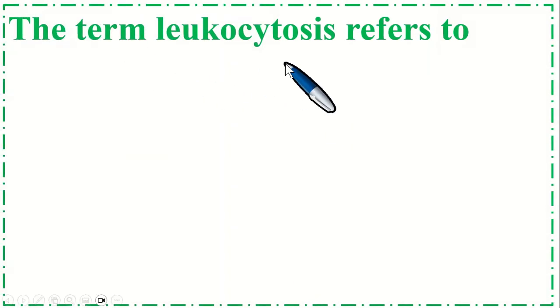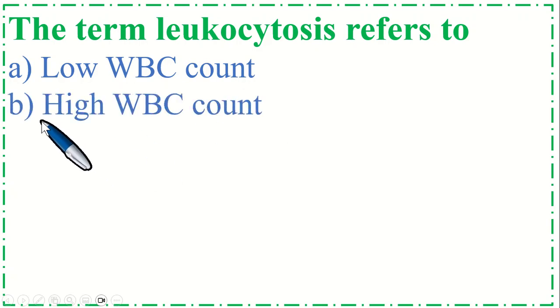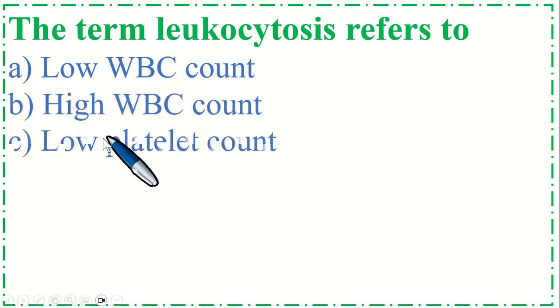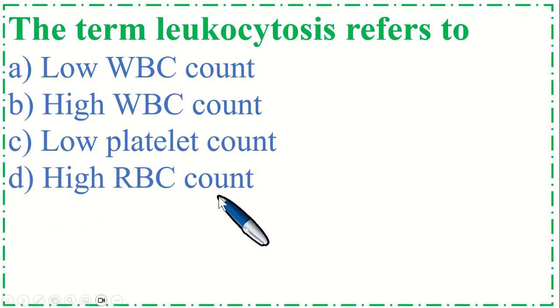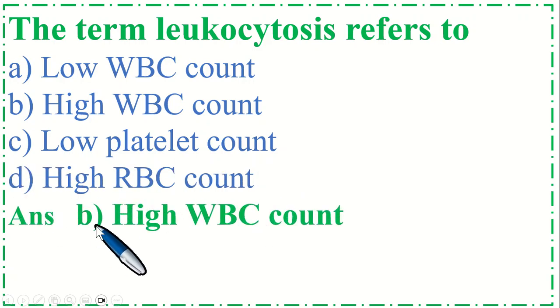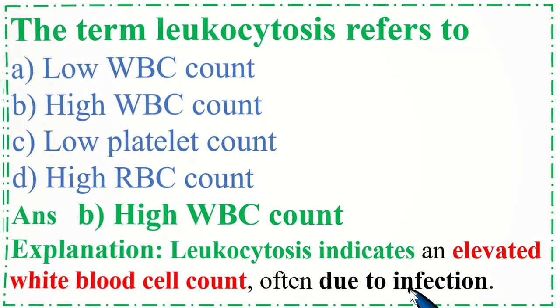The term leukocytosis refers to option A, low WBC count, B, high WBC count, C, low platelet count, and option D, high RBC count. So the correct option is B, high WBC count. Explanation is leukocytosis indicates an elevated white blood cell count, often due to infection.